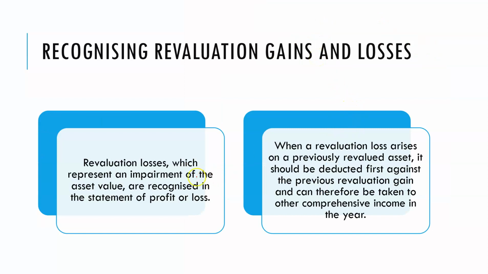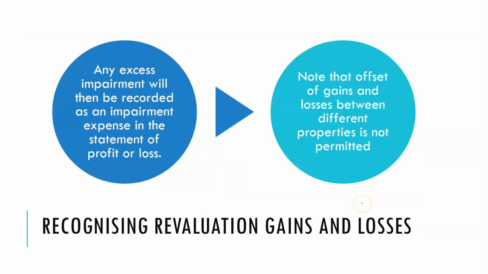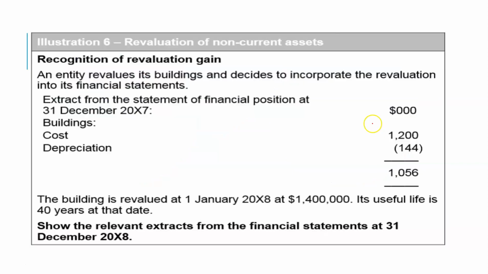And a revaluation loss, if you like, is an impairment in the asset. So losses go straight through to the income statement. When a revaluation loss arises on a previously revalued asset, it should be deducted first against the previous revaluation gain, and then taken into other comprehensive income for the year. Any excess impairment will be recorded as an impairment, and note that the offset of gains is not permitted. So you can't offset different properties. No, you can't do that.